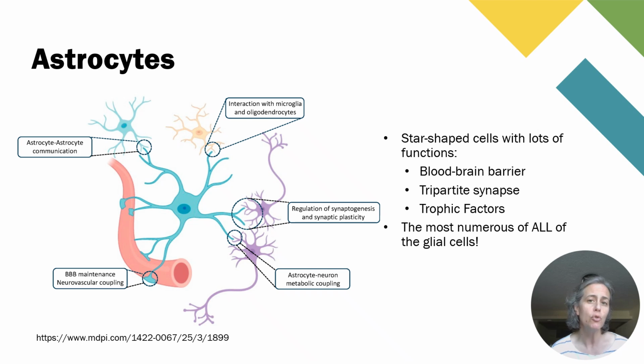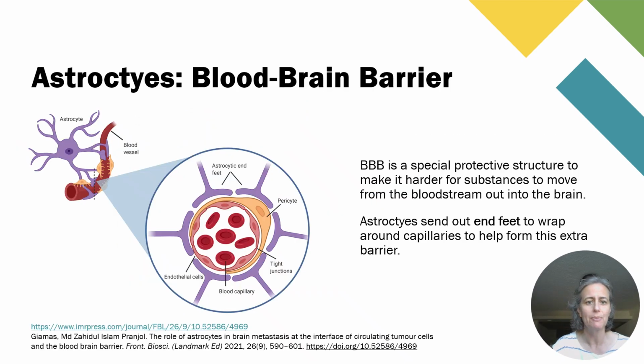Astrocytes are the most numerous of all the glial cells. They are found throughout the central nervous system. As I mentioned, they are star-shaped, and they have 3 main functions for our purposes in this course. One has to do with the blood-brain barrier, one with the tripartite synapse, and the other one has to do with trophic factors. So we're going to go through all of those one by one. I do encourage you to come back and look at this graphic later, though, after we do, because then it's going to make some more sense. So let's get started with those.